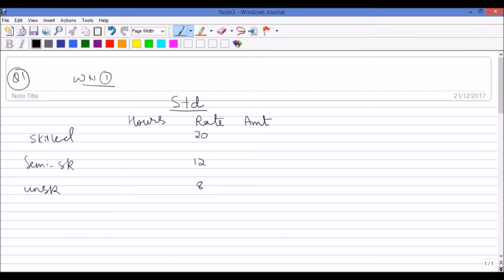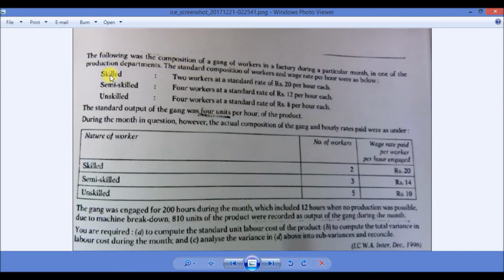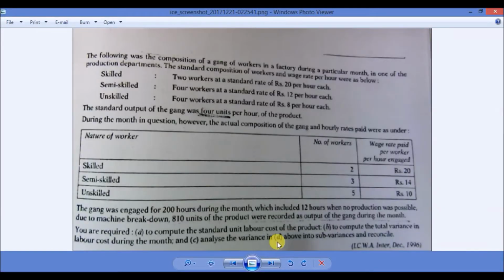So there was quite a disturbance, so I'm coming back to the question. The question is, the following was the composition of gang of workers in a factory during a particular month. Okay, so where were we? I need to find the standard hours. How will I find the standard hours?